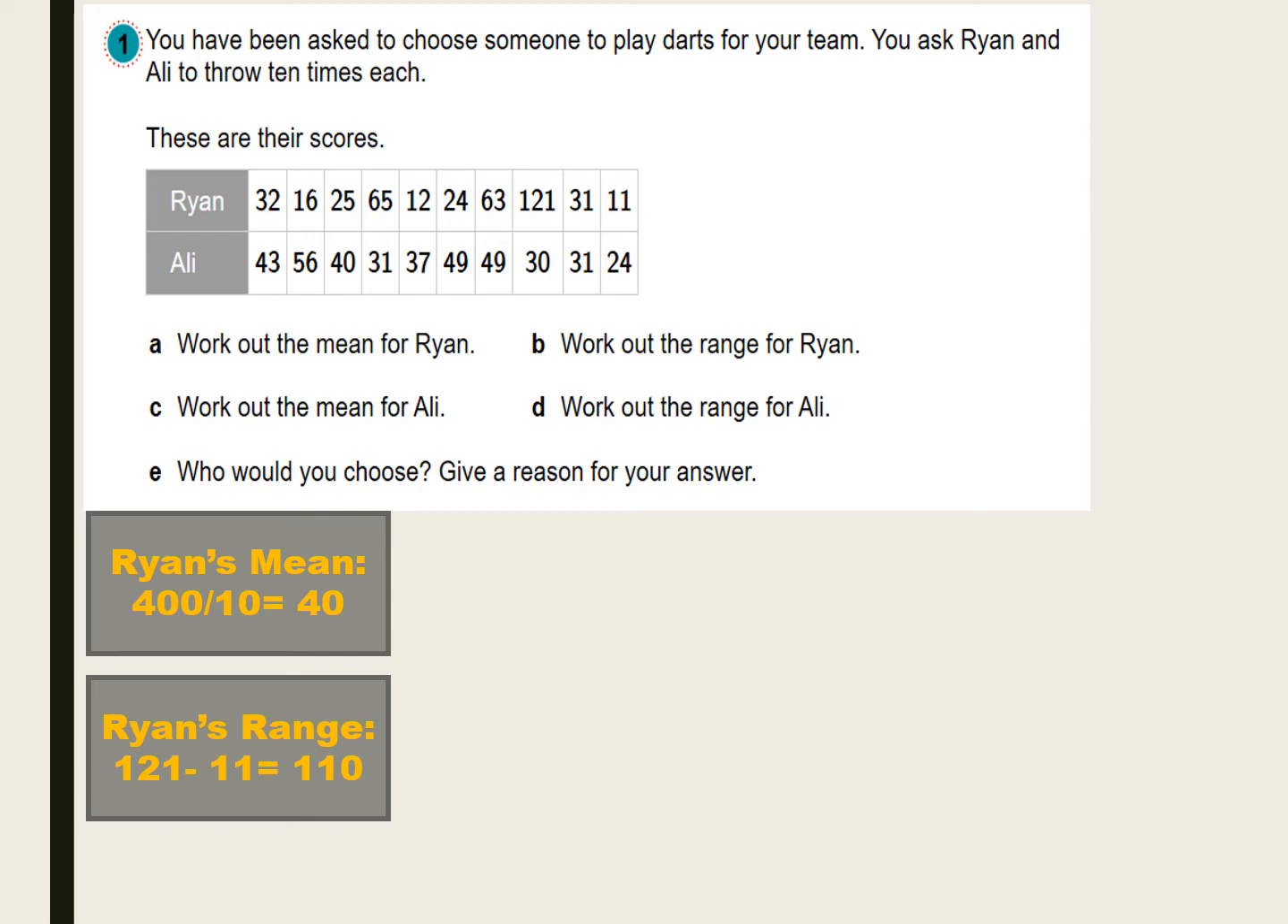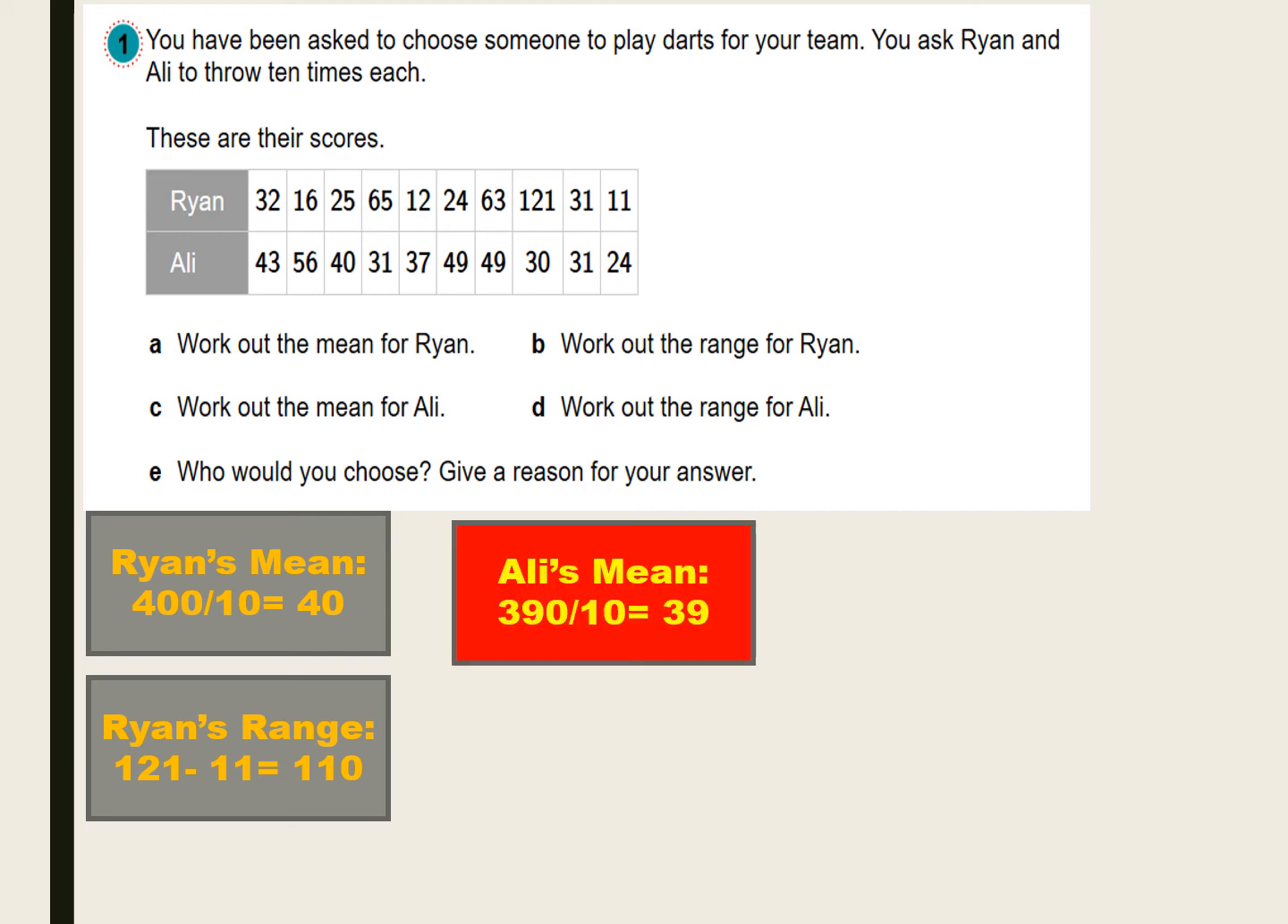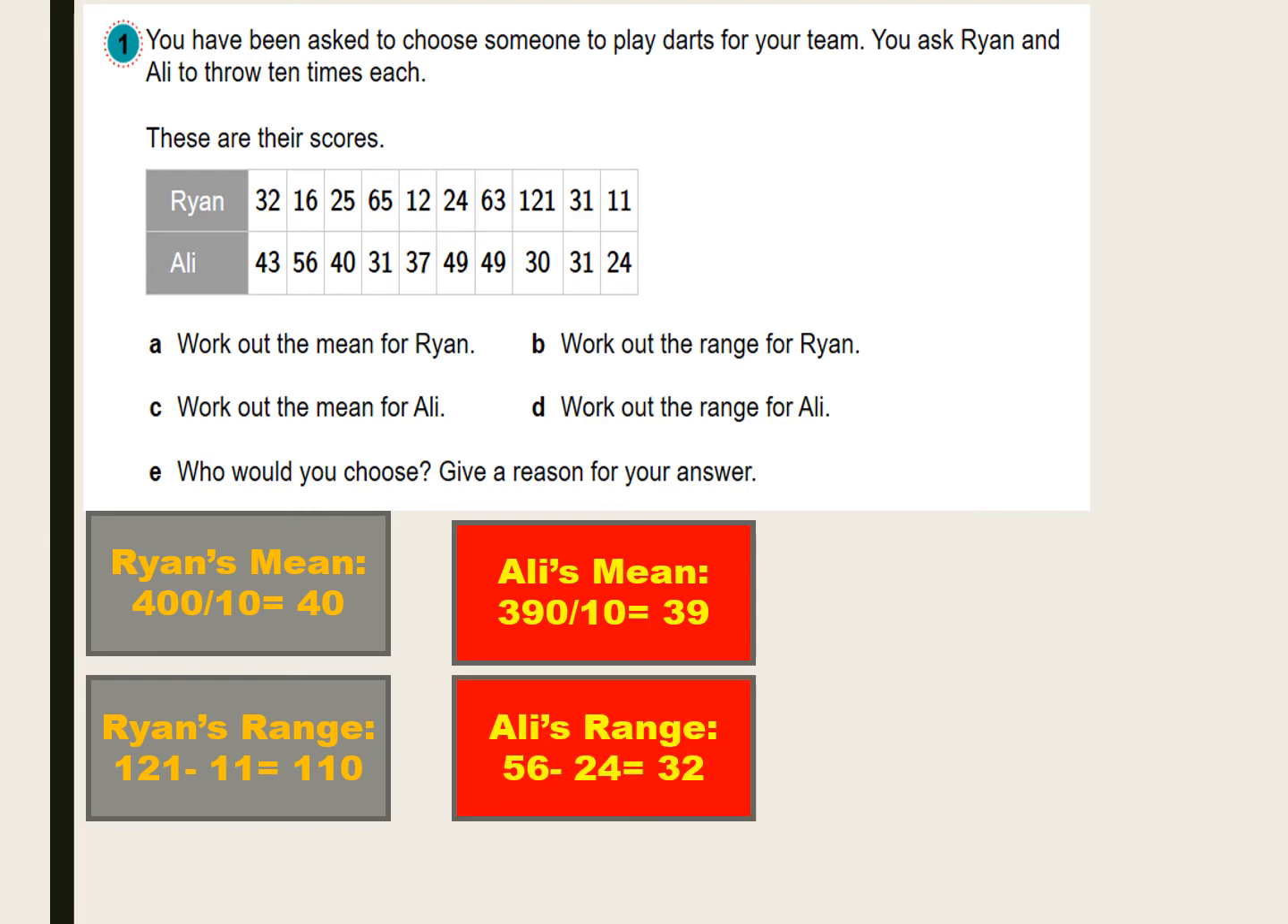Now, to find the mean for Ali, you have to add all of them and divide by 10. When you add all the numbers, you are going to get 390. Divided by 10 is equal to 39, which means 39 is almost the same as Ryan's mean, which is 40. Now, to find the range, you pick the highest score, which is 56, and you subtract the lowest one, which is 24, to get 32.